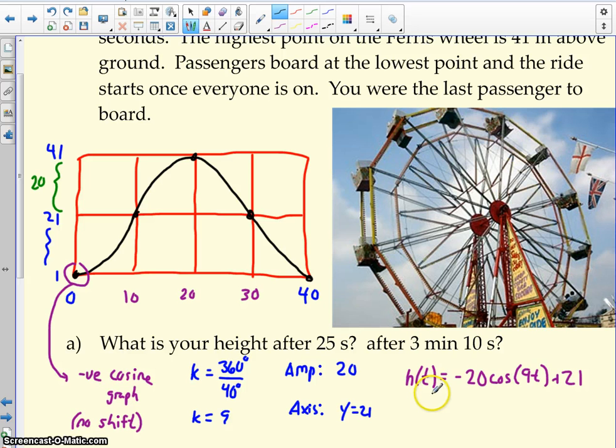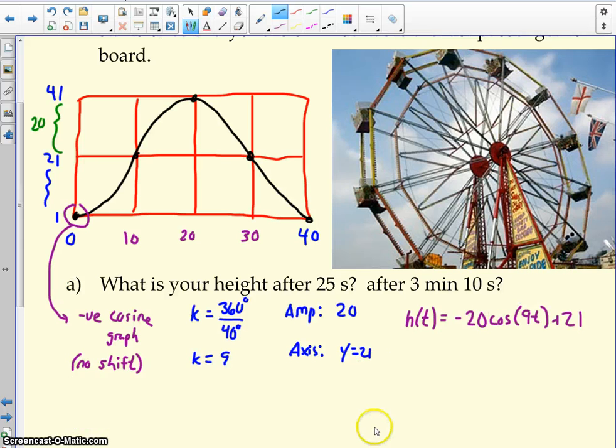So I wind up with h of t. I called h being the height, t being my time. So it'll be negative 20 cos of 9t plus 21, again, negative because it's a negative cosine graph. Okay, and we're going to use that now. Now that we have an equation, we can find our height for 25 seconds exactly. So what we're going to do is take 25 seconds, throw it into the equation for t, and then we're going to solve for the height.